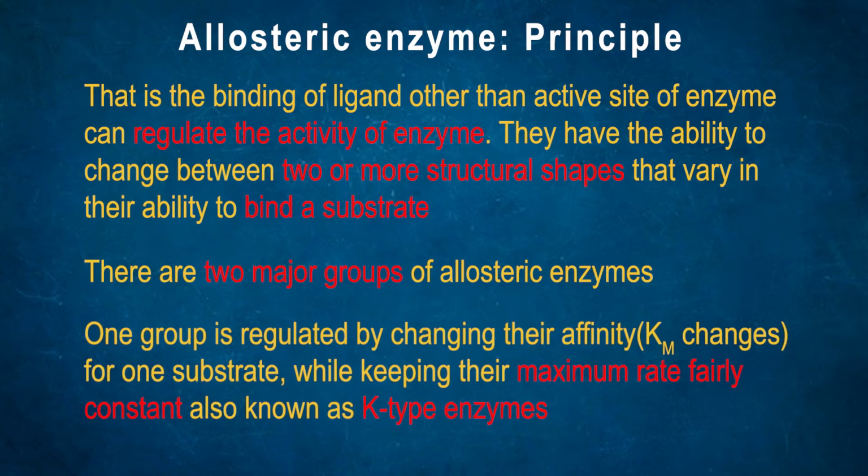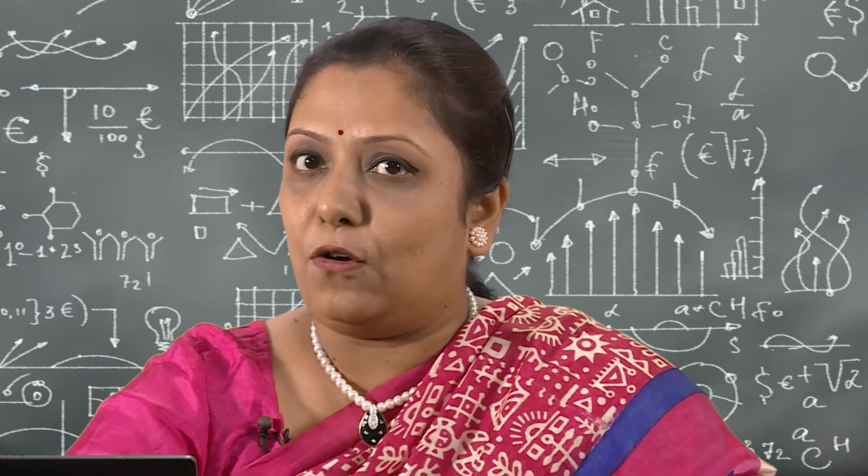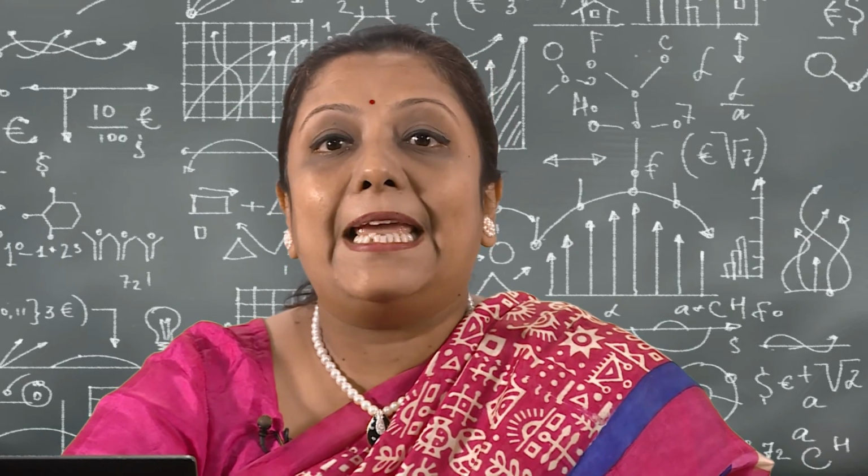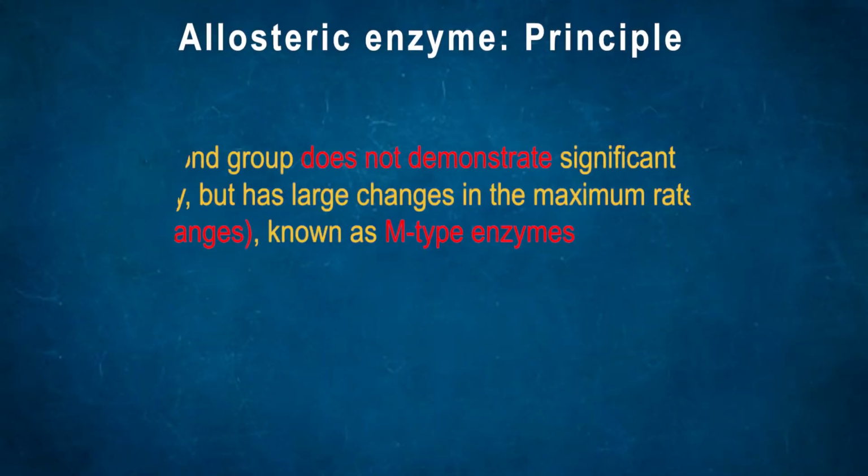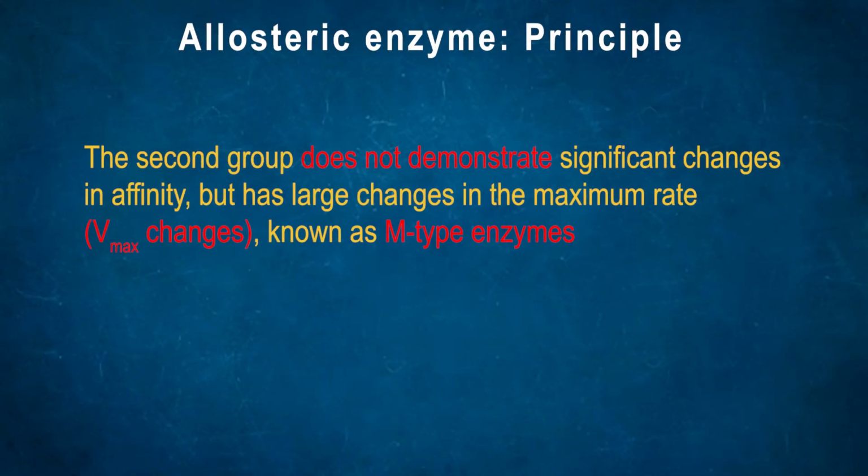One group is regulated by changing the affinity, that is by changing the Km, the Michaelis-Menten constant, for the substrate, keeping its maximum velocity Vmax constant. So, they are known as K type enzymes. The second group does not demonstrate significant changes in substrate affinity, but has large changes in the maximum rate, or Vmax. So, they are usually referred to as M type or V type enzymes.